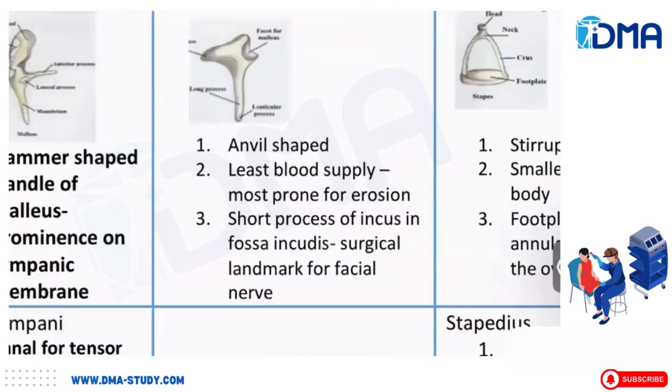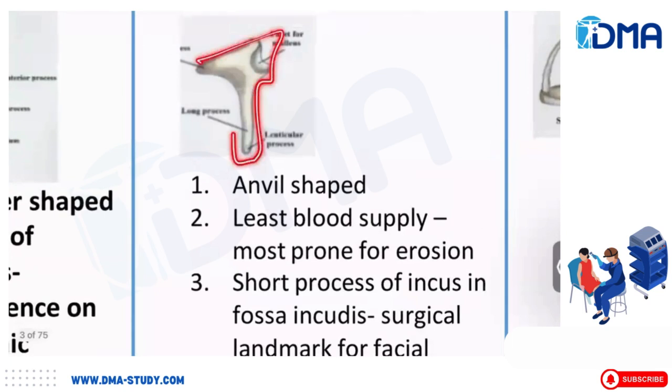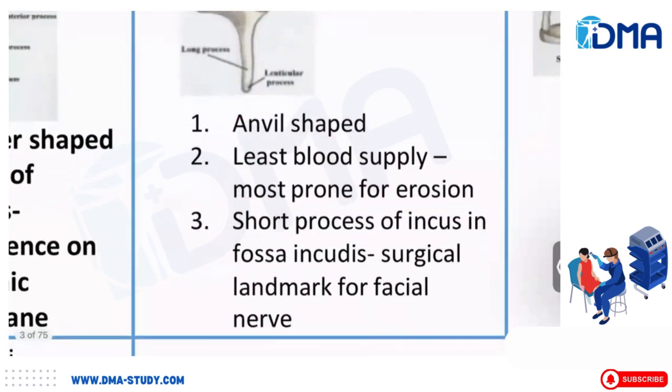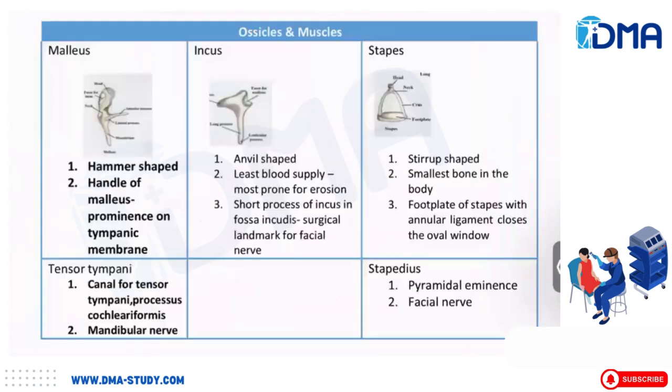Whereas, just look at the incus, it looks like an anvil. Okay, so an anvil shaped bone has the least blood supply, more prone for erosion because it has the least blood supply. If they ask you which ossicle is more prone for erosion, you should answer incus. Short process of incus in fossa incudis is a surgical landmark for facial nerve.